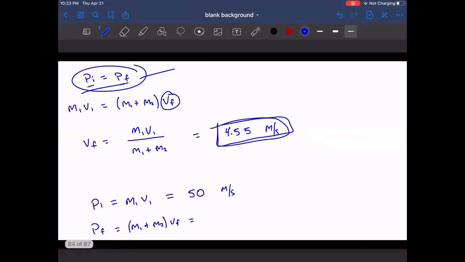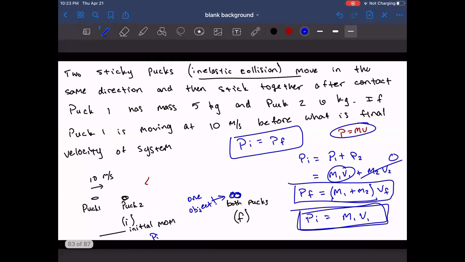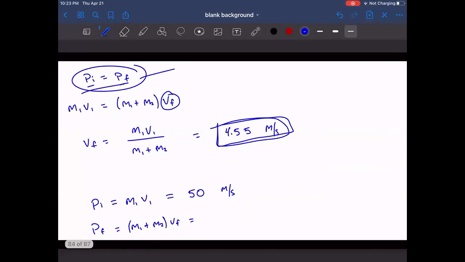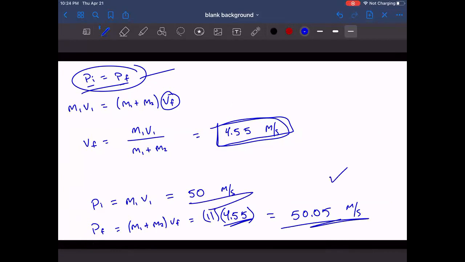Let me see. m1 times v1 is 5 times 10, 50, and then divided by 11. Okay, good, 4.54. And then it's 11 times that, and since I rounded, it's going to be a little off, but you should get the same one if we're doing conservation of momentum. I got 50.05, but I rounded. Remember, this is actually 4.54 forever. So indeed, in this situation, momentum is conserved.